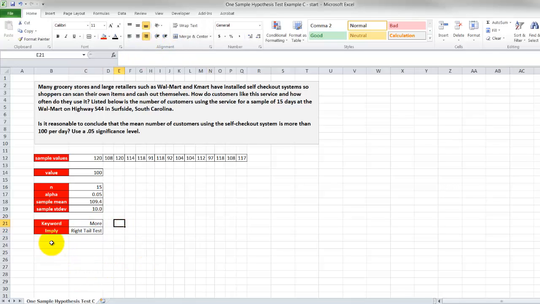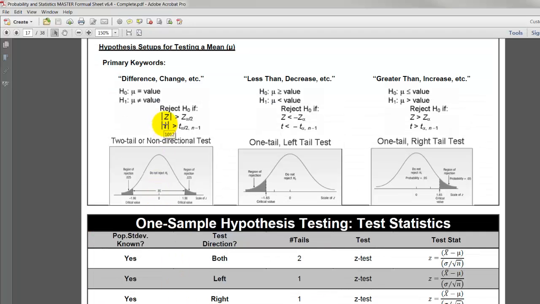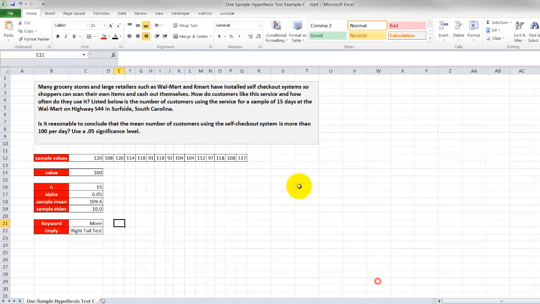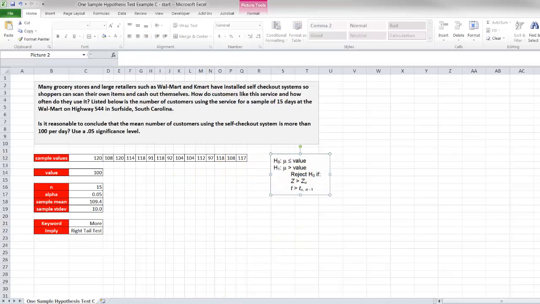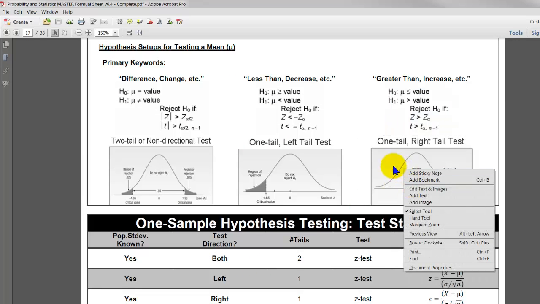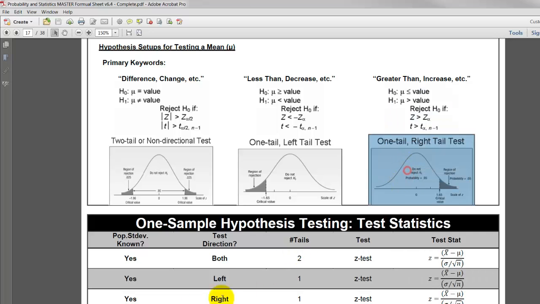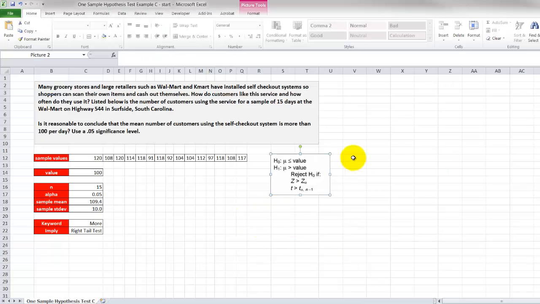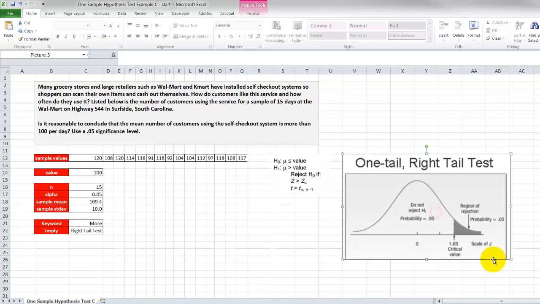We need to know the characteristics about a right-hand test, so I'd recommend going to the formula sheet. We start here. We can verify that our interpretation of the keyword is okay. We have a keyword of more, which is very similar to greater than, so we definitely are using a right-tailed test. Why don't we go ahead and copy these images over to our spreadsheet just so we can look at this later when we're solving the problem. So let's click on that, copy this, and paste it into our sheet here. And we can make this a little bit bigger.